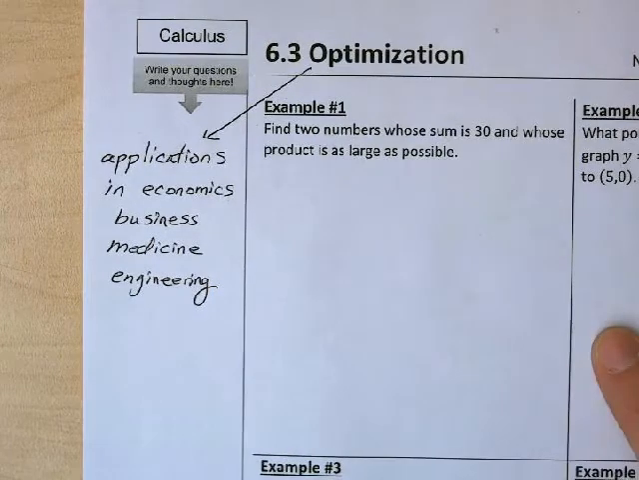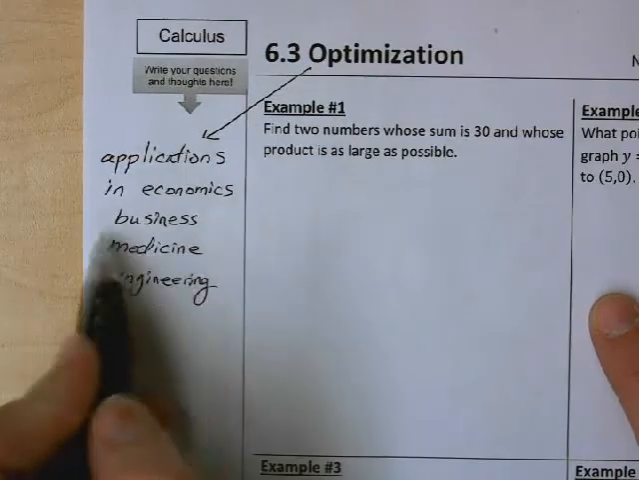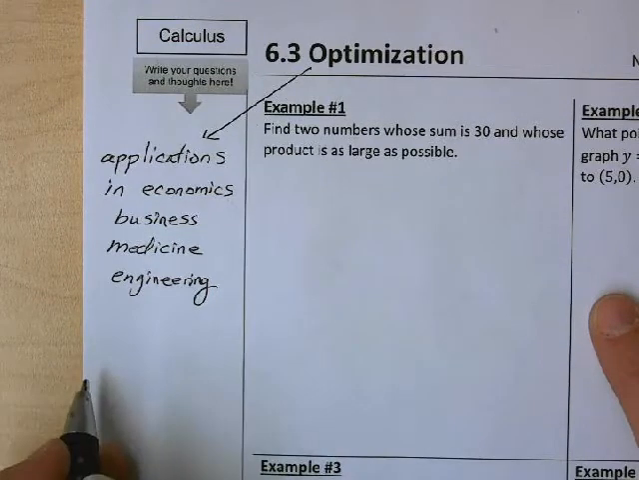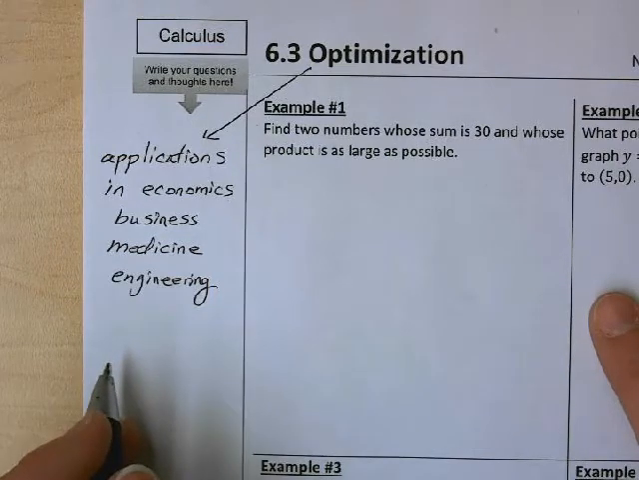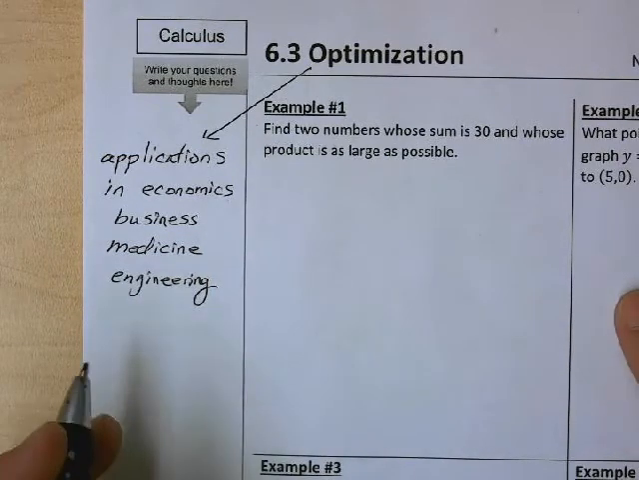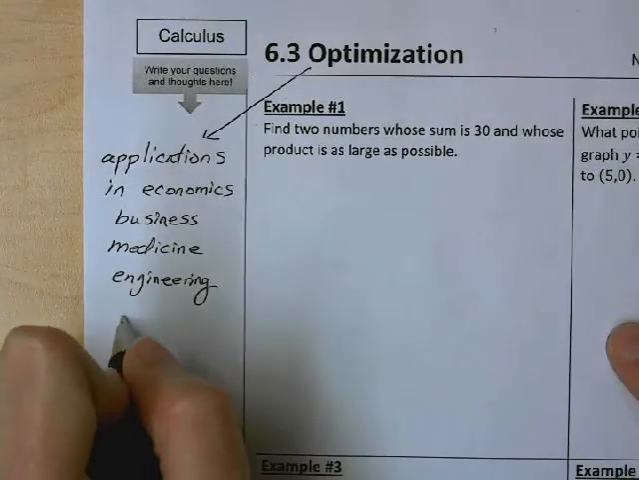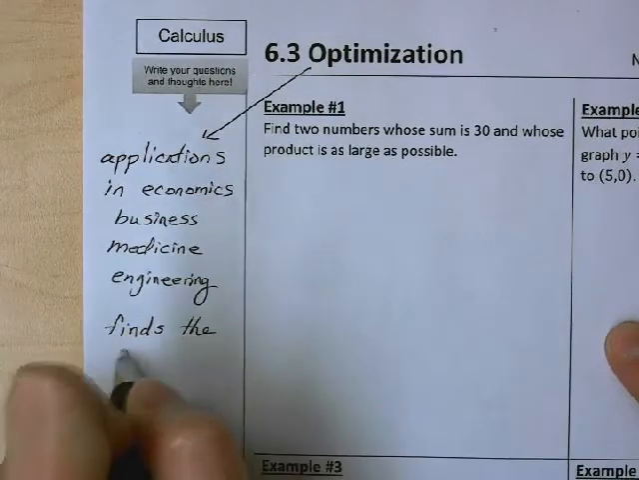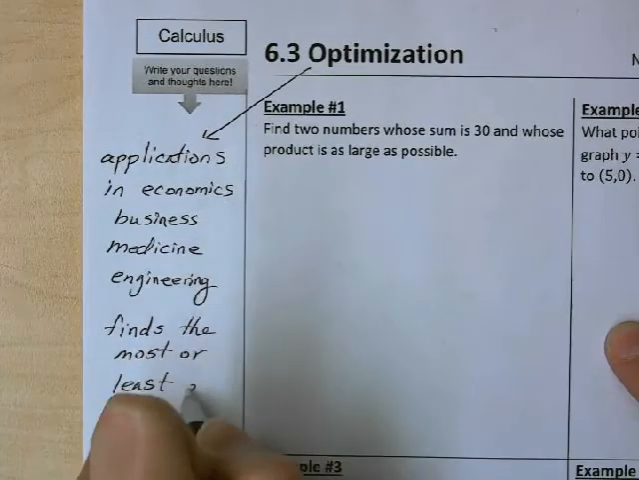Sometimes they want to maximize profit, like in business. Sometimes you want to minimize the amount of materials you use. If a company wants to save money, they want to make the most money using the least amount of supplies, lowering their costs. So optimization finds the most or the least amount of something.